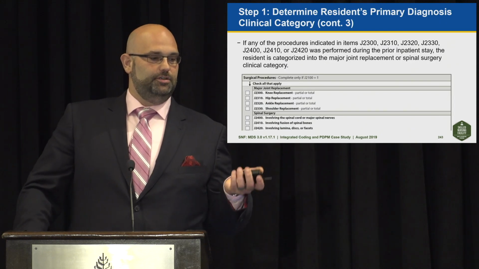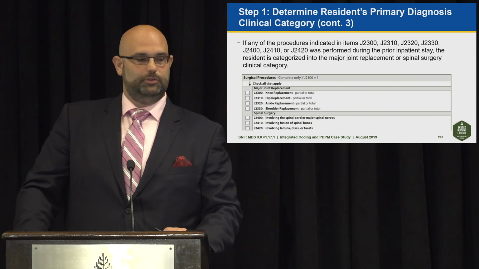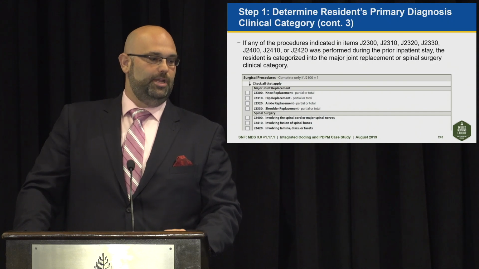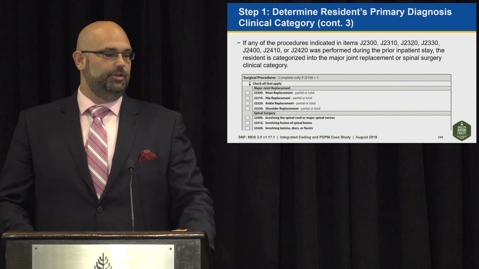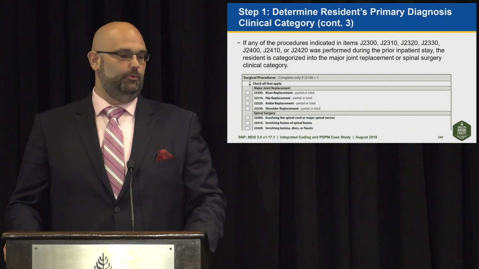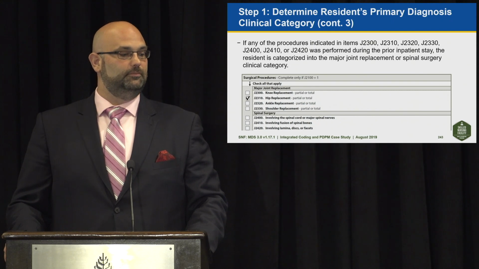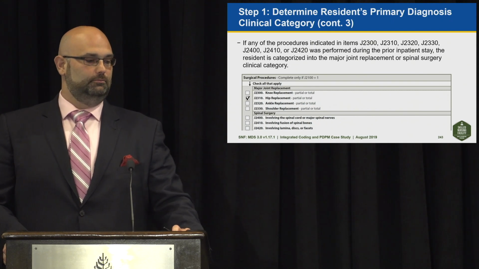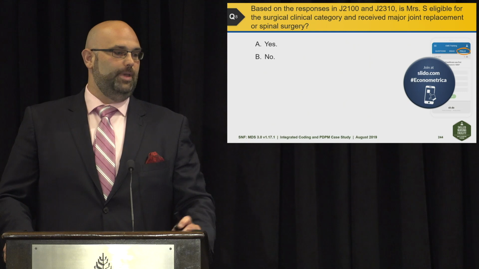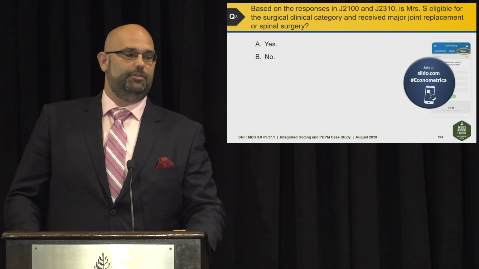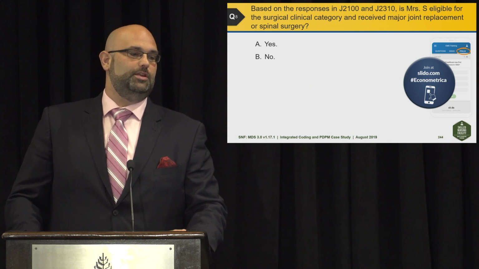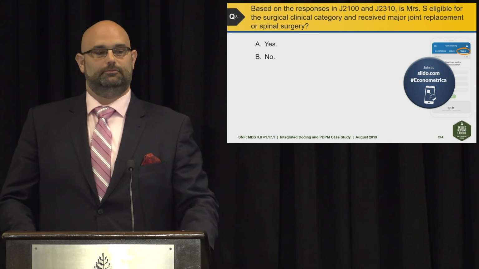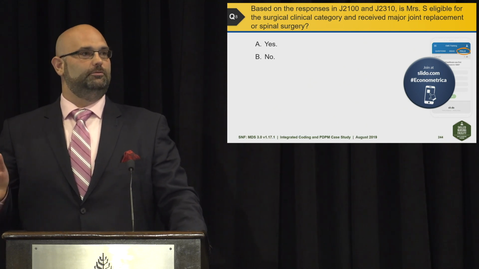If any of the procedures in J2300 through J2420 was performed during the prior inpatient stay, then the resident is categorized into the MJR or spinal surgery group. We did have one. Which one was it? 2310, hip replacement. So based on the responses in J2100 and J2310, is Mrs. S eligible for the surgical clinical category and received major joint replacement or spinal surgery? And we will now move to the poll.